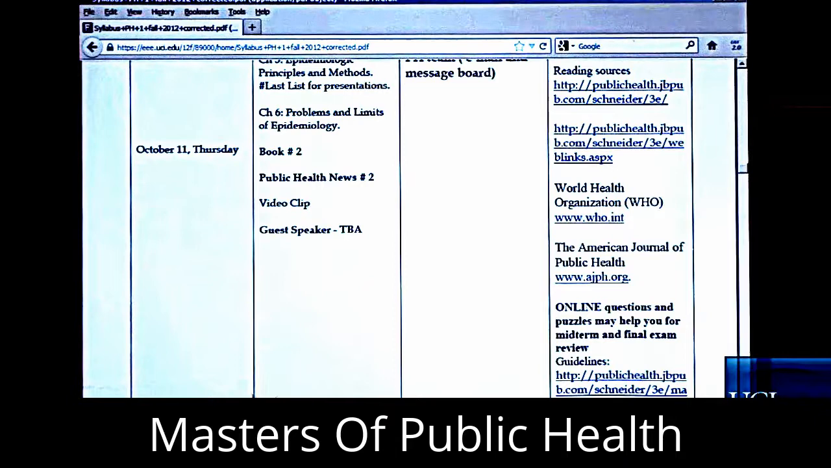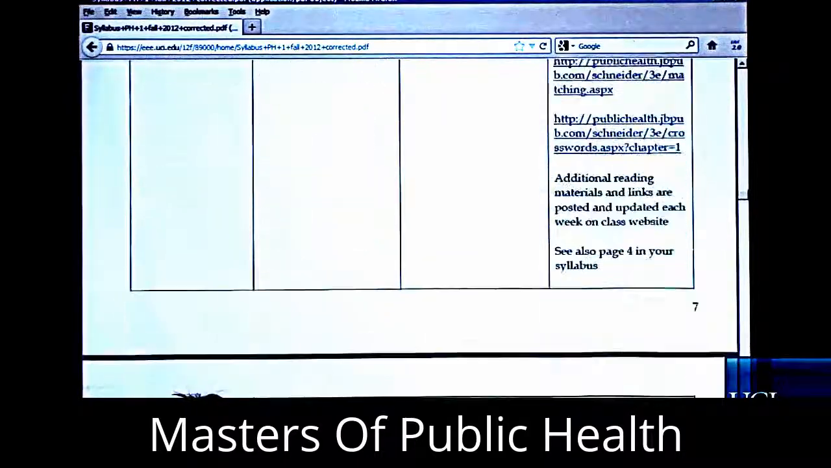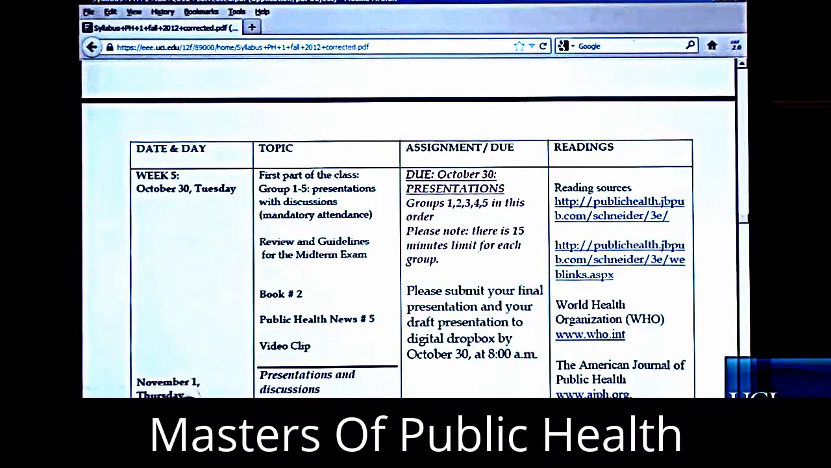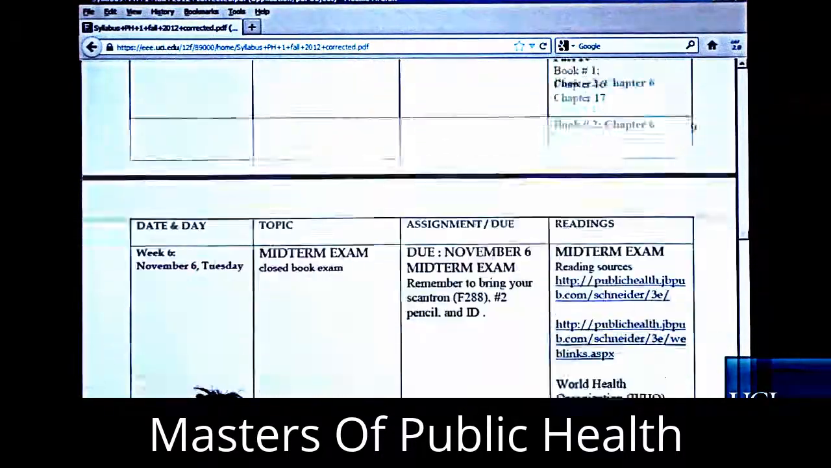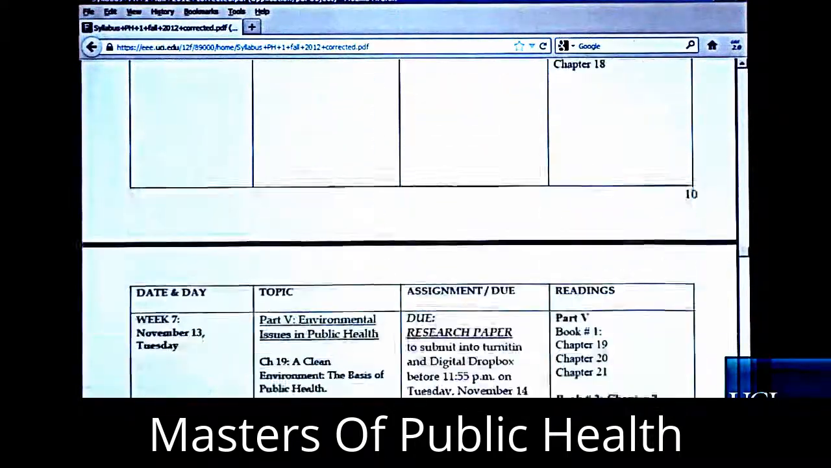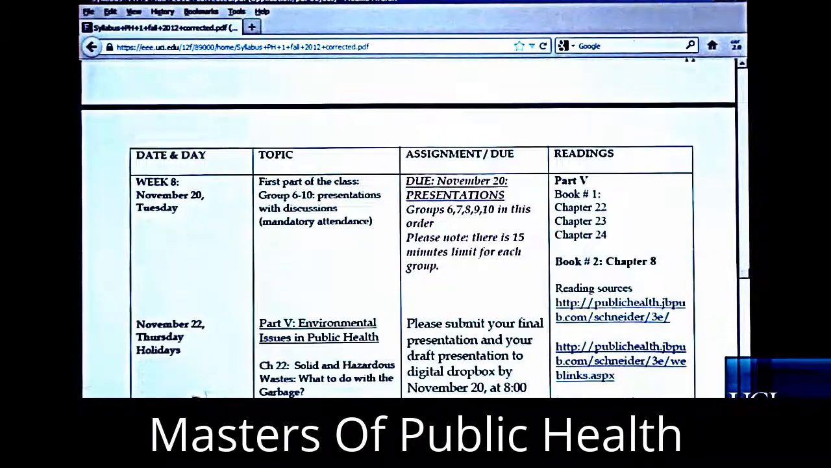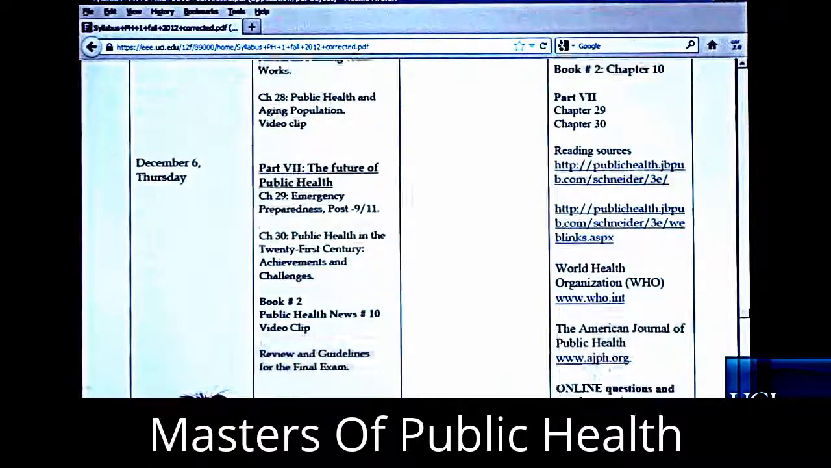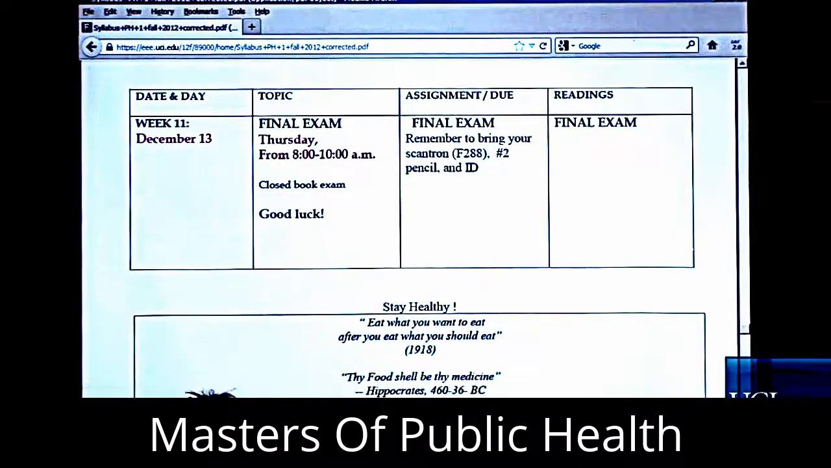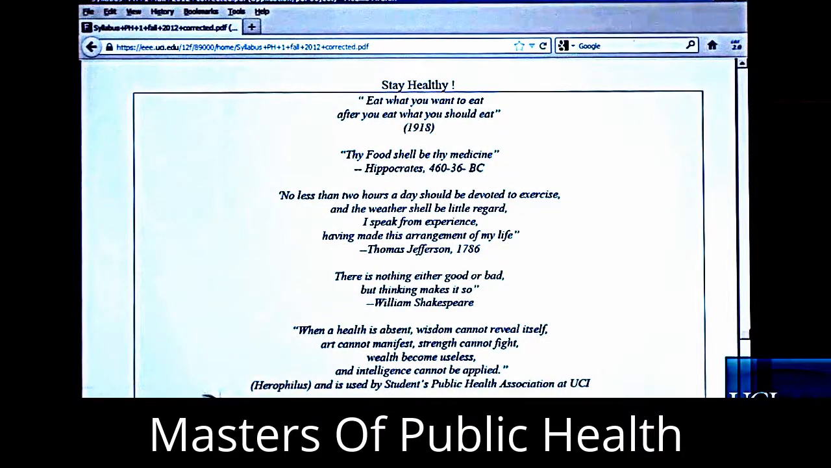We will also be going through video clips. We will have guest speakers. We will also have public health news. So all that information you will go through in the class. You also have here the due dates in red color, so please stop and see what information is there. Okay, you will have the midterm, and there is the research paper, another presentation, and then you will have the final exam.